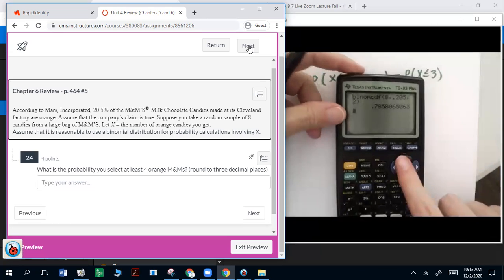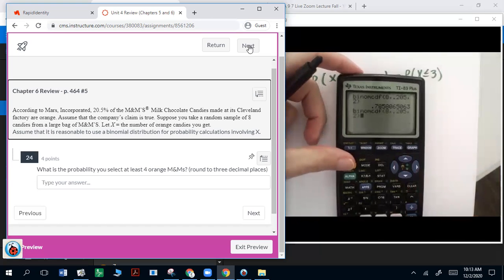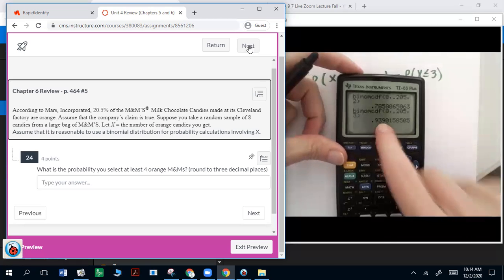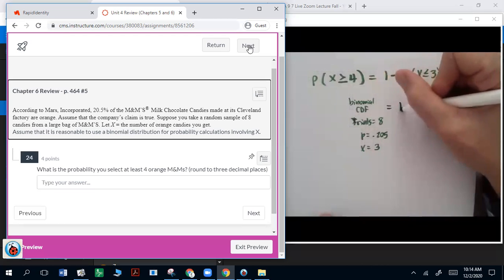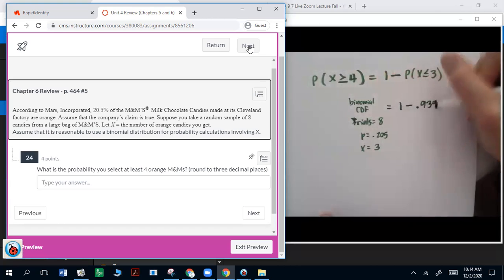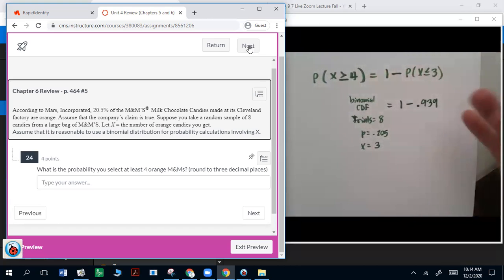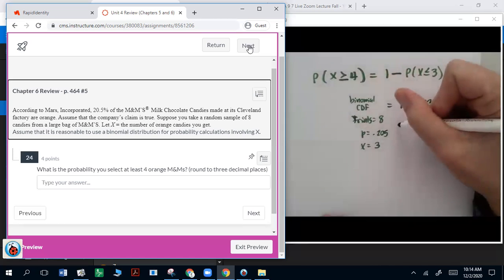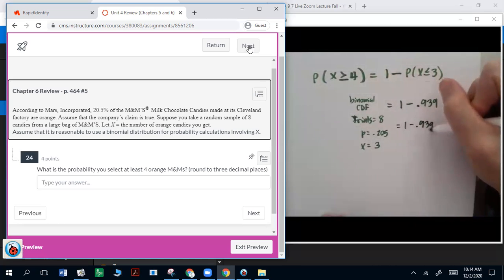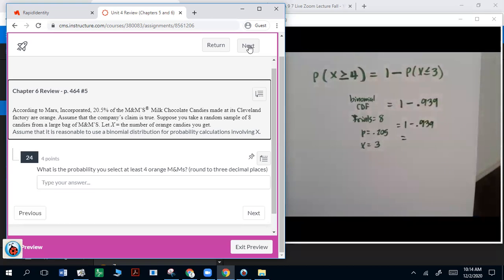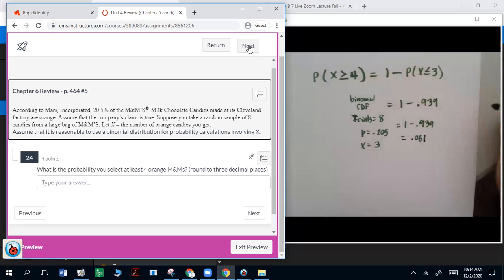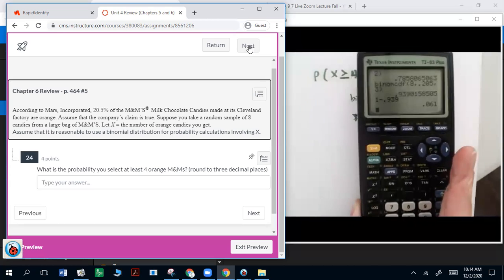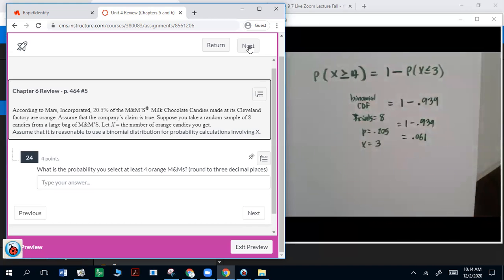I have that right here. I'm just going to edit it. So CDF for 3 is 0.939. Which means that the probability of getting 4 or more would be 1 minus that. So 0.061. 6.1% chance of getting 4 or more.